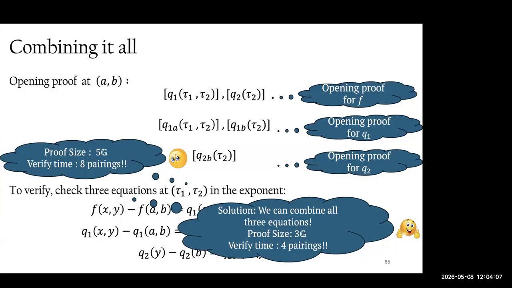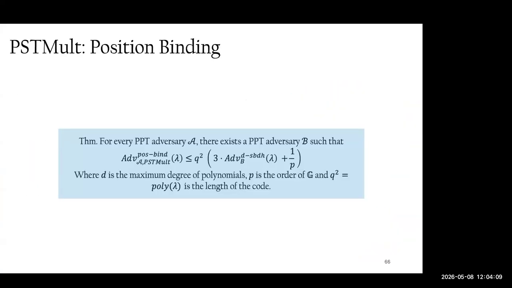So maybe I can talk more about this offline if you're interested. Okay, so this is just a formal proof statement. We prove position binding based on the same assumption that PST relies on, the strong bilinear Diffie-Hellman assumption.